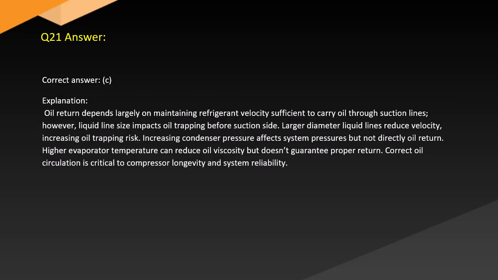Answer. Correct answer, C. Explanation. Oil return depends largely on maintaining refrigerant velocity sufficient to carry oil through suction lines. However, liquid line size impacts oil trapping before suction side. Larger diameter liquid lines reduce velocity, increasing oil trapping risk. Increasing condenser pressure affects system pressures but not directly oil return. Higher evaporator temperature can reduce oil viscosity but doesn't guarantee return. Correct oil circulation is critical to compressor longevity and system reliability.